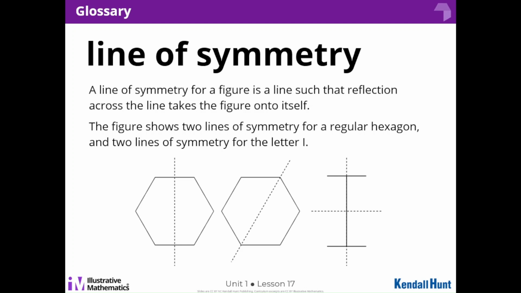In the middle, if we folded that diagonally along the line, then both sides would line up. And with the I, we could fold it top down, we could fold it left and right, but either way, we would take the image onto itself.